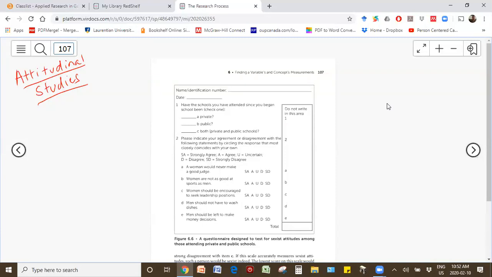So, students answer different things. They maybe check they attended a private school, and this is the demographic part. This is demographic information. And this is important because you're trying to relate whether the type of school determines whether you're more sexist or not. And if you notice each of these questions, they first define all the acronyms. SA is strongly agree, A is agree, U is uncertain, D is disagree, and SD is strongly disagree.